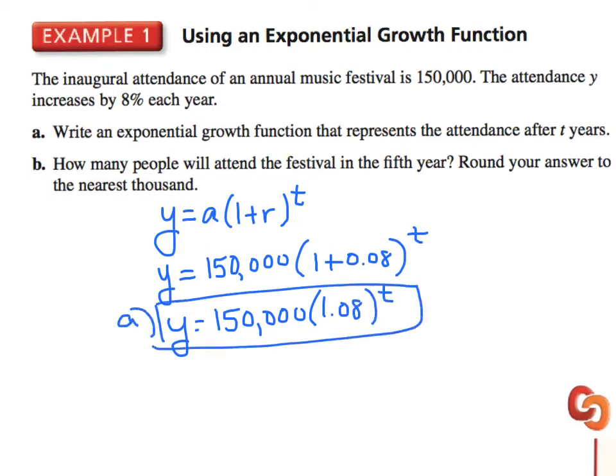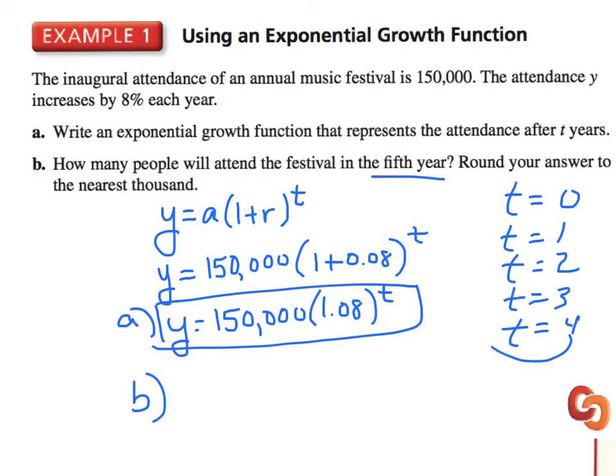That's A. Now B is figuring out what the attendance would be, what does it say? In the 5th year. Since the first year is represented by 0, the 5th year is going to be when t equals 4. So all you do, and I'm not going to write it down, is plug it in. 1.08 to the 4th power times 150,000 gives us approximately 204,073 people. But the answer asks us to round to the nearest 1,000. So approximately 204,000 people will attend.